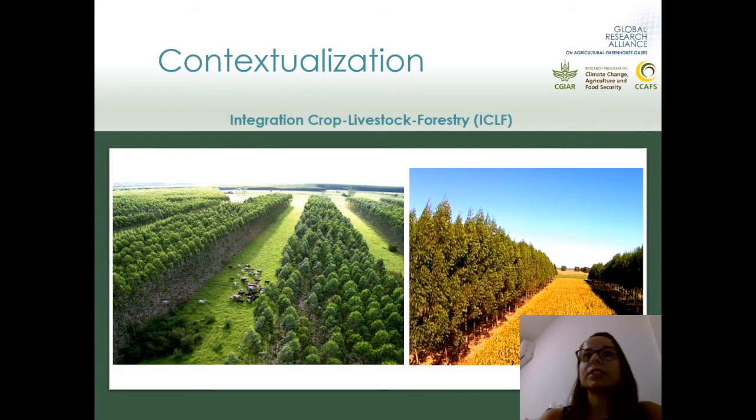This technology, integrated crop livestock forest, has in the same area three components: annual crops, pastures with animals, and forestry. So each of the components can have benefits for the others, such as nutrient cycling, protecting the soil quality, and carbon storage in trees and in the soil.